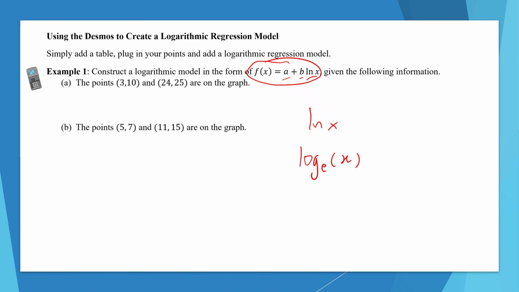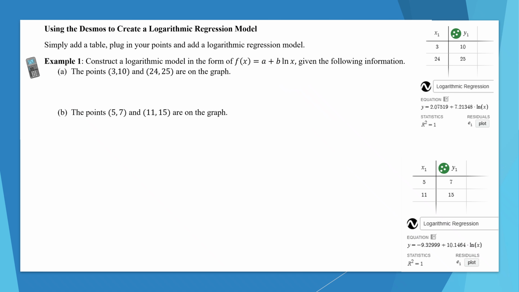And so let's do example 1 together. This is really just coming down to using Desmos. And so these should be the two screens you should get. For example A, you plug in (3, 10) and (24, 25). This is your logarithmic regression equation here.